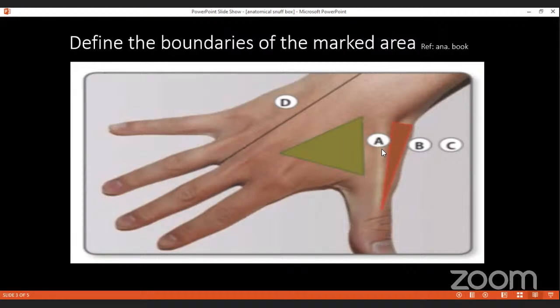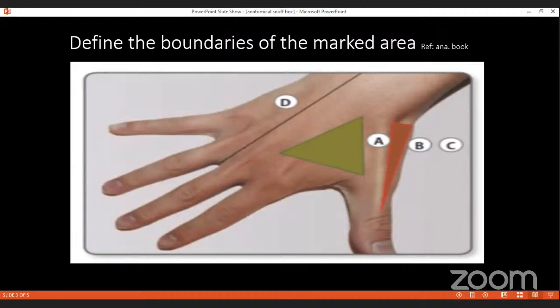Yes, structures A, B, and C. A, this is the extensor pollicis longus, and B, this is the abductor pollicis longus. C, extensor pollicis brevis. Can you tell me what are the contents of an anatomical snuffbox?